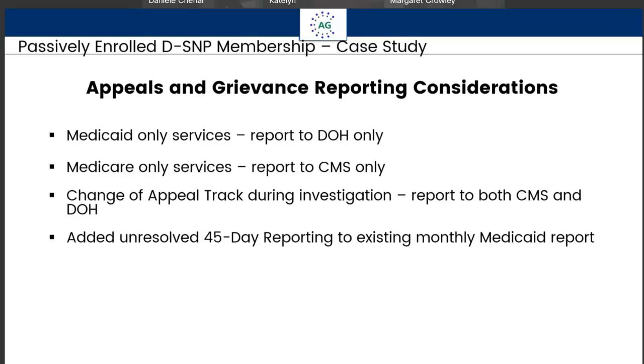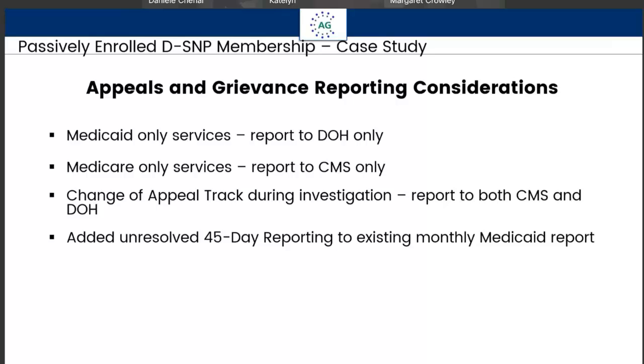I want to use my Medicare appeal rights, and the case gets started as a Medicare case. And they call customer service back and say, you know what, I was looking at my materials and I want to change my mind. I'd really like to use my Medicaid appeal rights. So in that case, we need to report them to both CMS and the state. So again, we have to look at what happens in your system. So in this particular instance, the Medicare case would be closed as withdrawn because the member is basically withdrawn and being processed as a Medicare case.